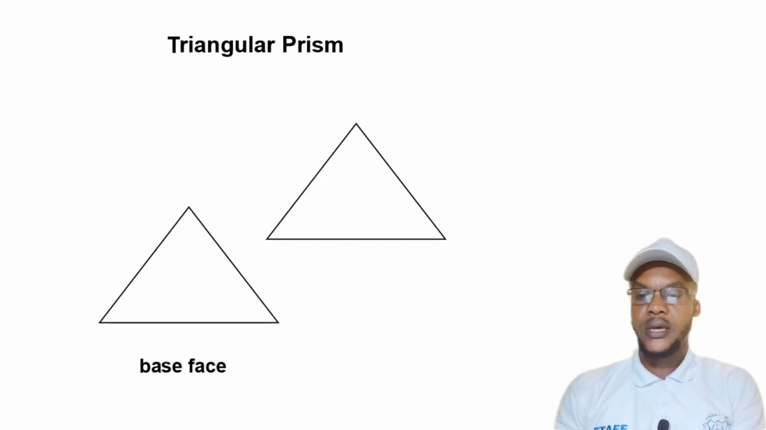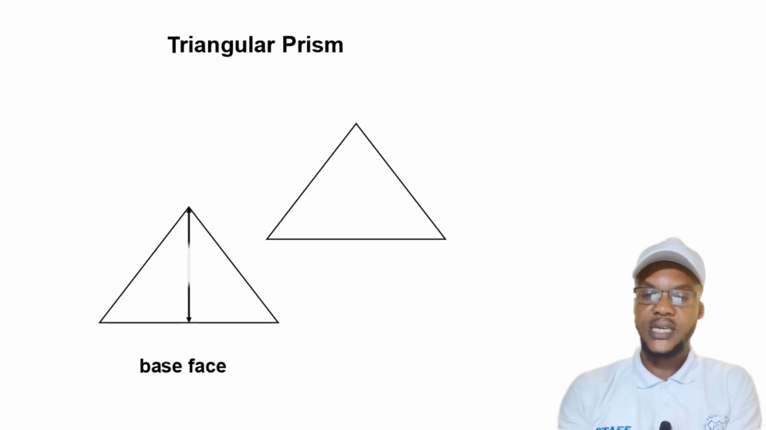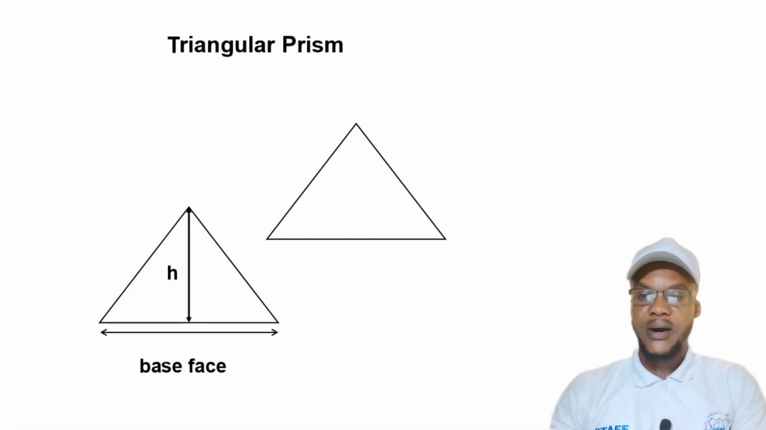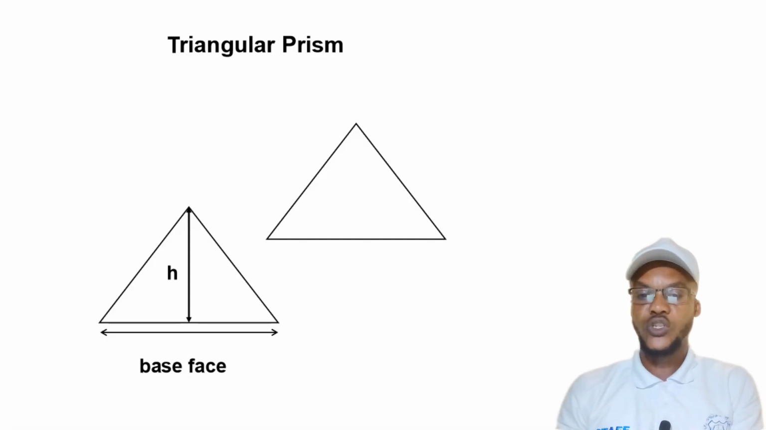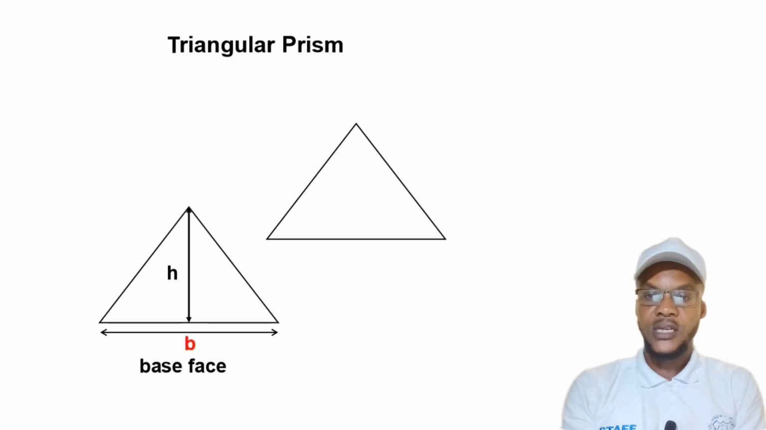Before that, let's identify, if we take the base, what our height is. The height for the base alone, we call it h. That is our height. Once we have the height, for the same base we can also talk about the base length. If you take the base, we have its height, which is h, and then we have its base length, which we can name b. That is for the base face of the triangular prism.